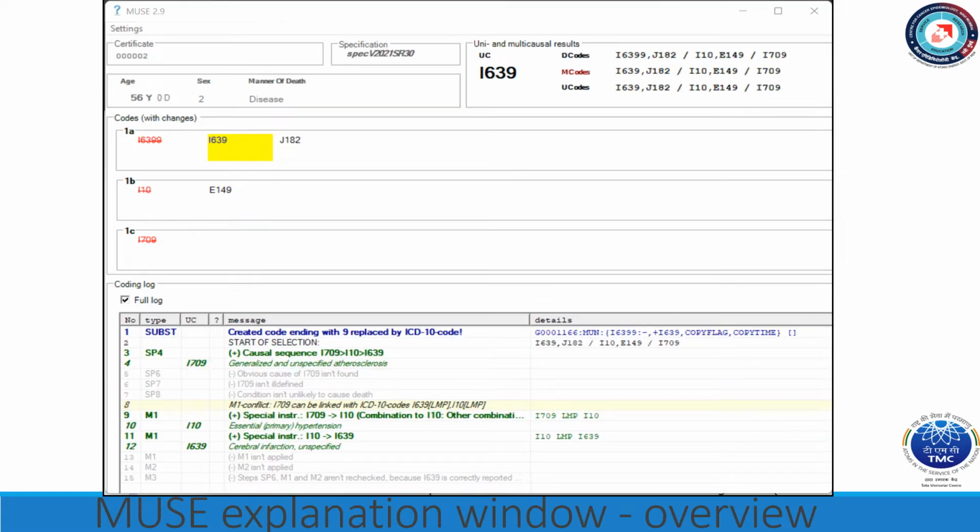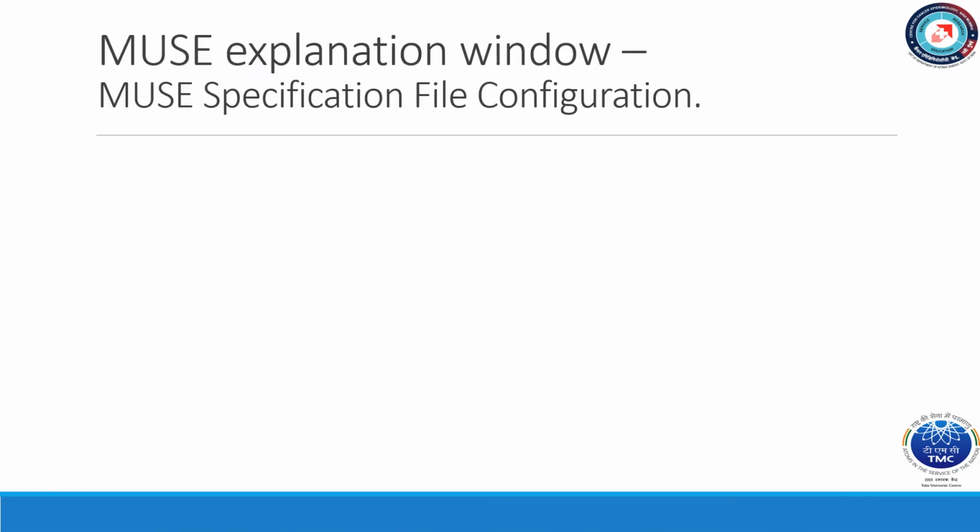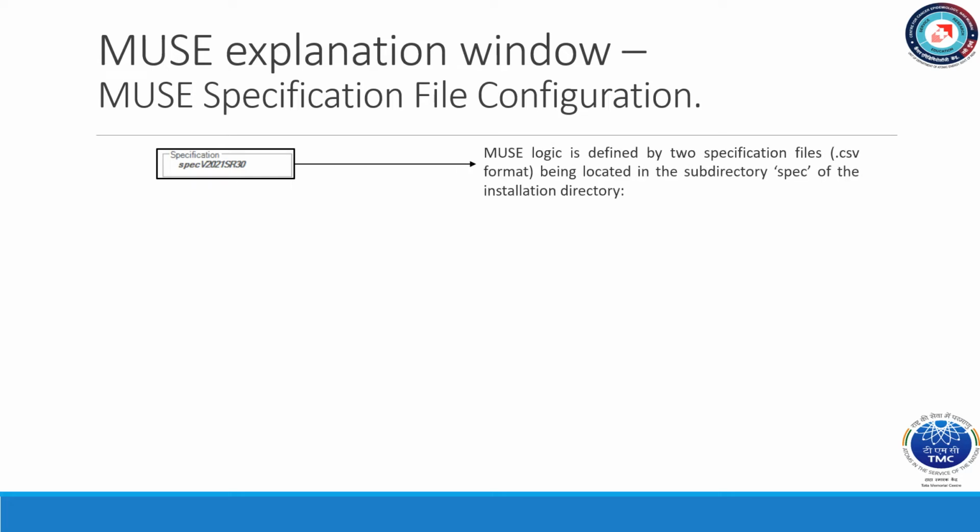After clicking on the Muse button, the user is presented with the corresponding window. Now let's dive deep into knowing what happens here. At first, let's see the specification section and know how to configure Muse. This section represents the specification files directory name. The main logic of Muse is defined by two specification files, both in .csv format, being located in the subdirectory, namely spec, of the installation directory, which is usually the default setting.